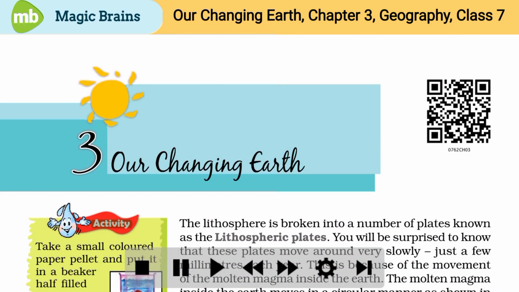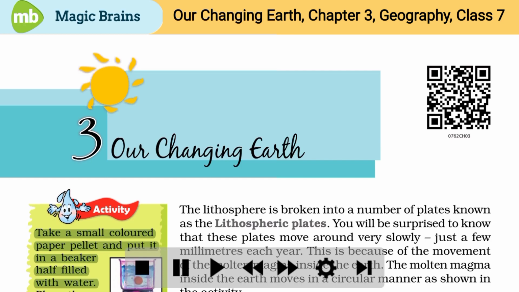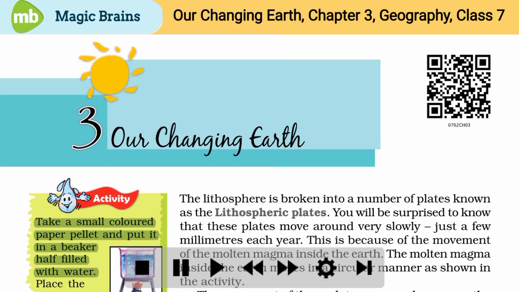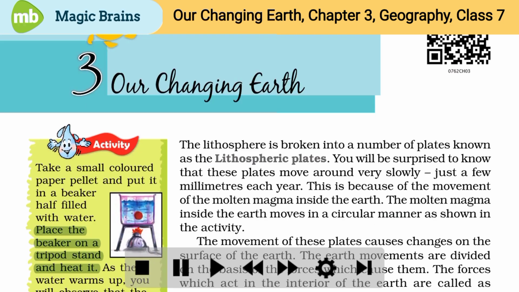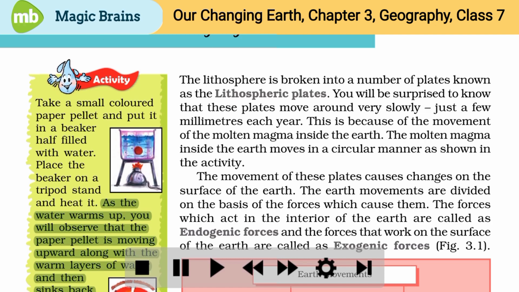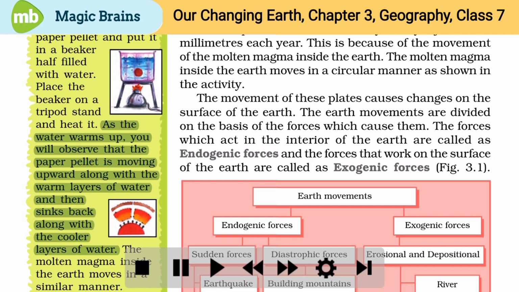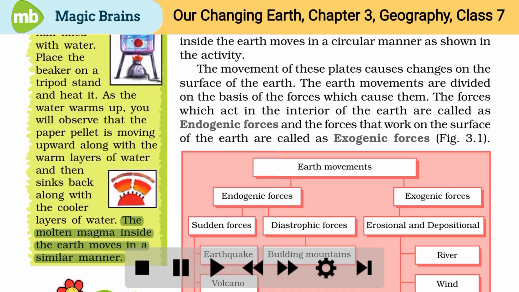Also, on the left side of the page we have two boxes, the one asking for an activity. Take a small colored paper pellet and put it in a beaker half filled with water. Place the beaker on a tripod stand and heat it. As the water warms up, you will observe that the paper pellet is moving upward along with the warm layers of water and then sinks back along with the cooler layers of water. The molten magma inside the Earth moves in a similar manner.